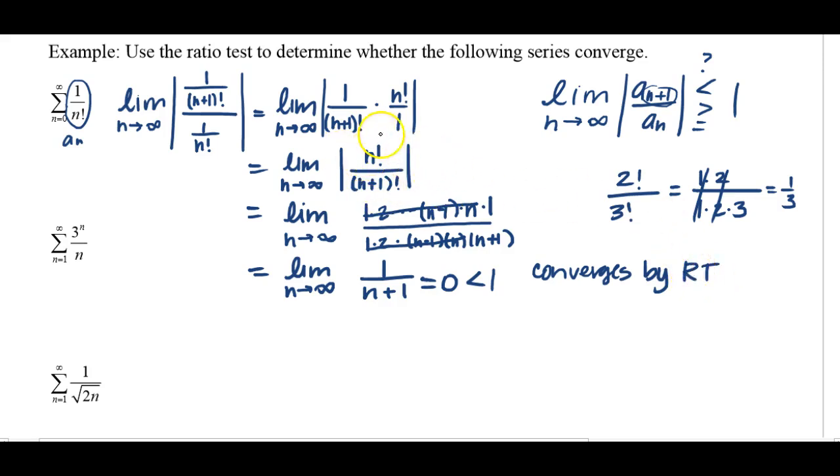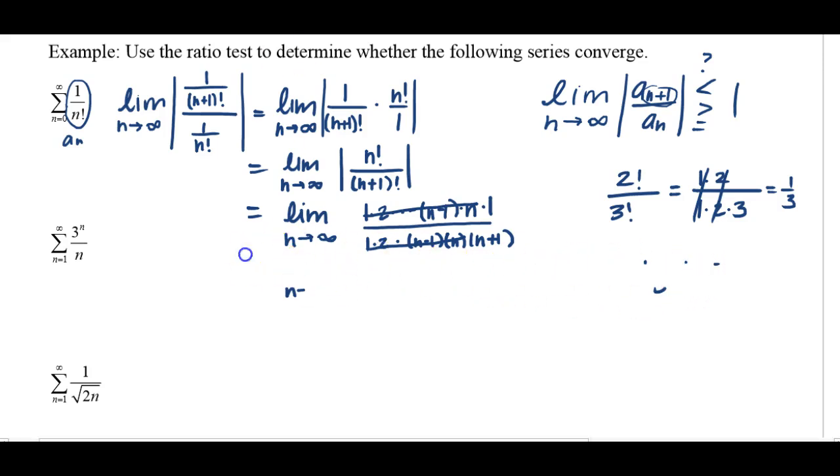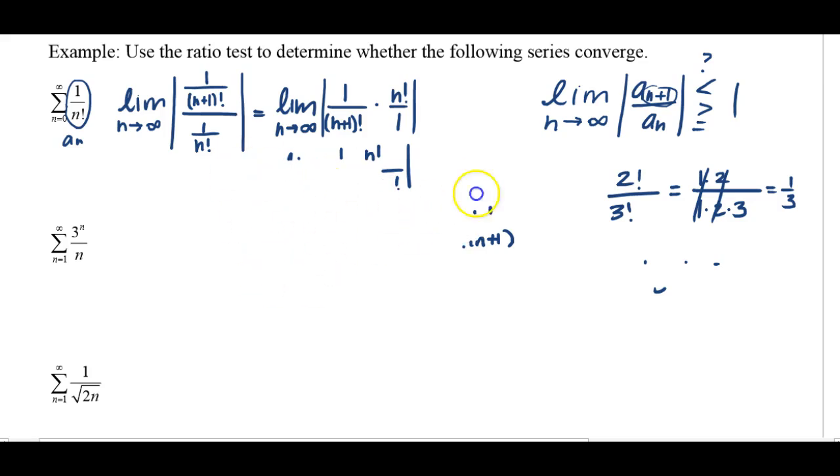So it looks like a lot of work, but that's because we were going through the formal explanation of why this simplified down to 1 over n plus 1. So now let's take a look at the next example. And I'm actually going to go ahead and erase all this so we have room for the next example.